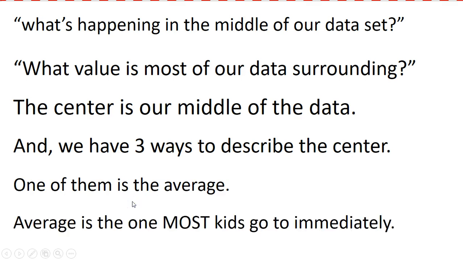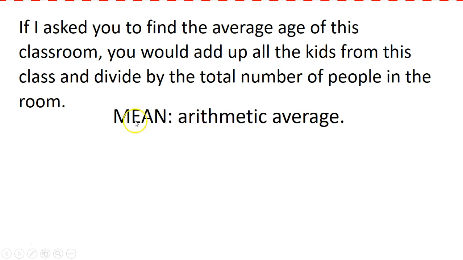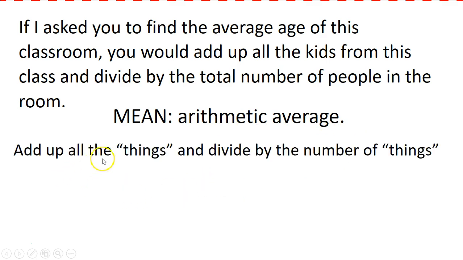One of them is the average. All right, average is the one that most kids go to immediately, right? The average, that's the middle. If I asked you to find the average age of this classroom, you would add up probably all the kids from this class and divide by the total number of them. Something that you've done probably since elementary school, right? But the mean is what we call the arithmetic average, all right? The arithmetic average. And you add up all the things that are in that set and divide by the number of things there are, right?